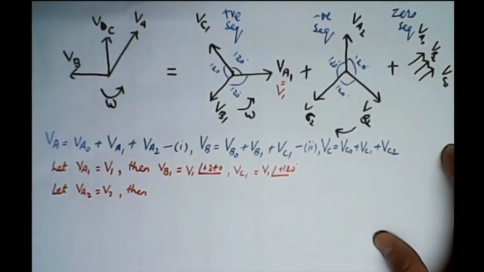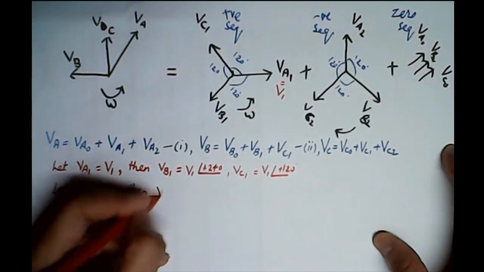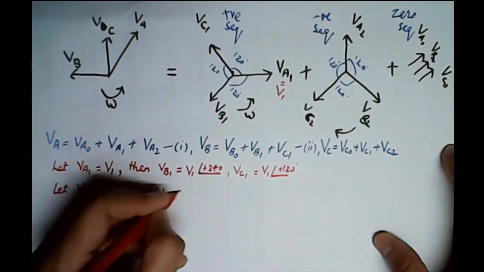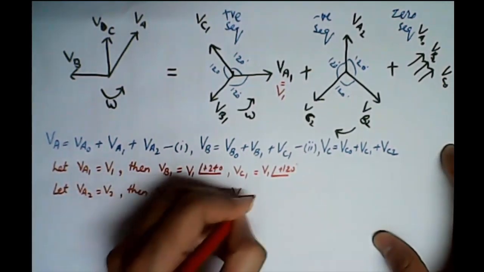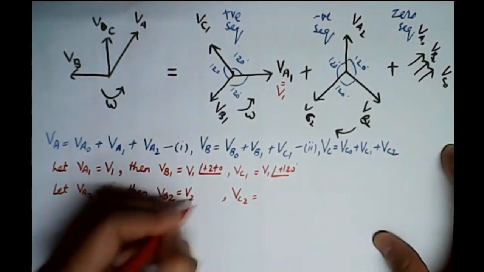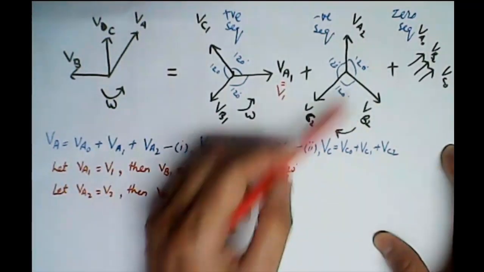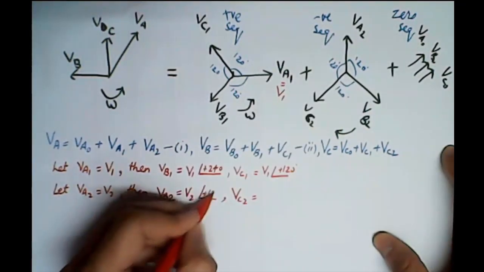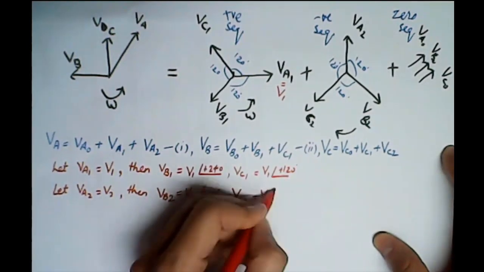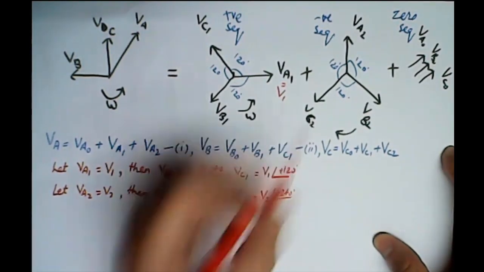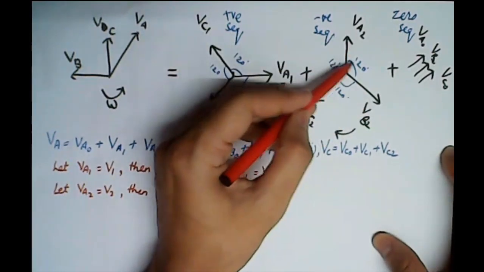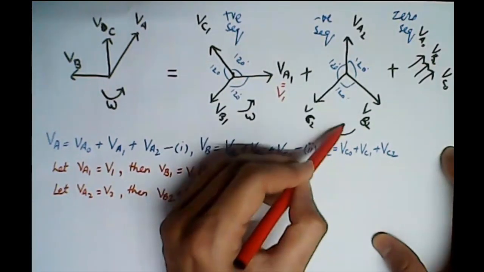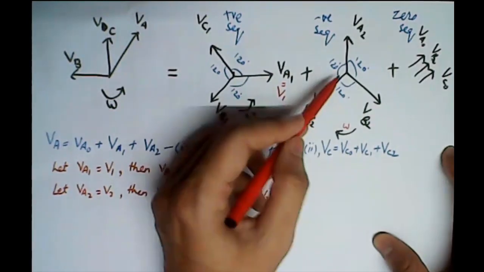Now VB2 will be equal to V2 times, VB2 is here, so either plus 120 or minus 240, and VC2 is V2 angle plus 240 or minus 120. From A2 to B2 we have clockwise, and it's the same as the original direction of rotation of the phases, so that is taken as positive. Right?